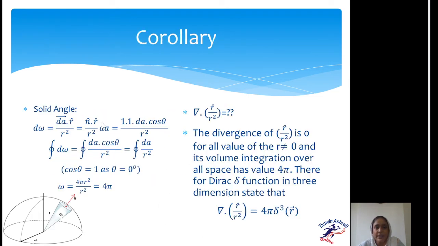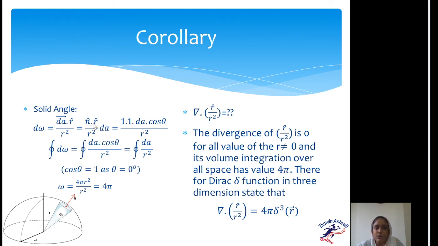Corollary. Solid angle and del dot r cap divided by r square. dΩ is equal to dA divided by the solid angle. We want to find the angle of this hemisphere. dΩ is a fraction of this hemisphere, equal to dA dot r cap, where r cap is the unit vector of the position vector r, divided by r square. Now dΩ is nothing but n cap dot r cap divided by r square times dA.